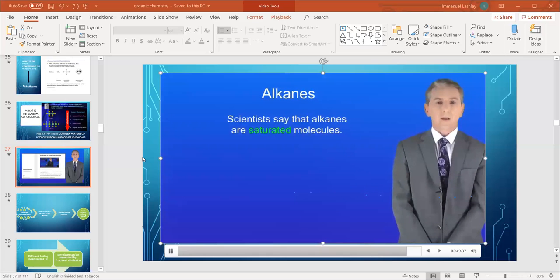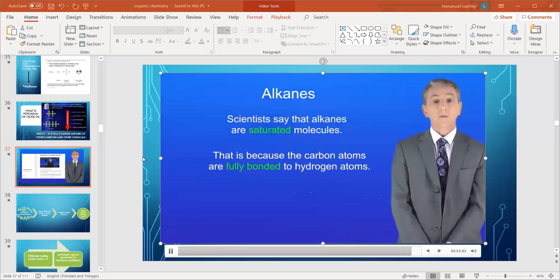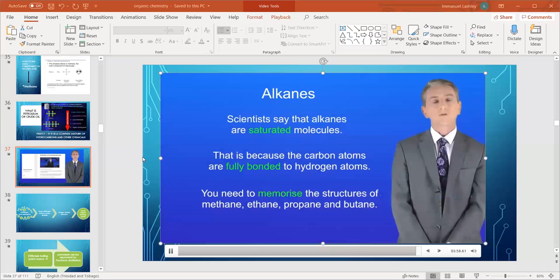Now, scientists say that alkanes are saturated molecules. That's because the carbon atoms are fully bonded to hydrogen atoms. I should point out that you need to memorize the structures of methane, ethane, propane, and butane, as you could be asked them in your exam.